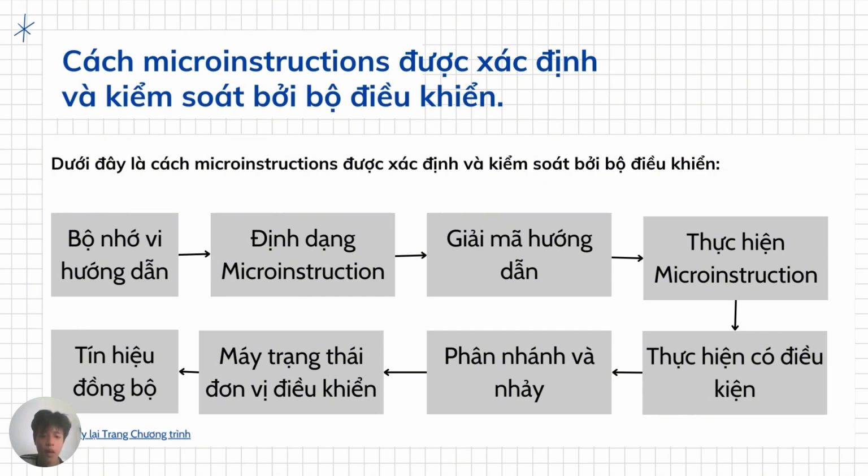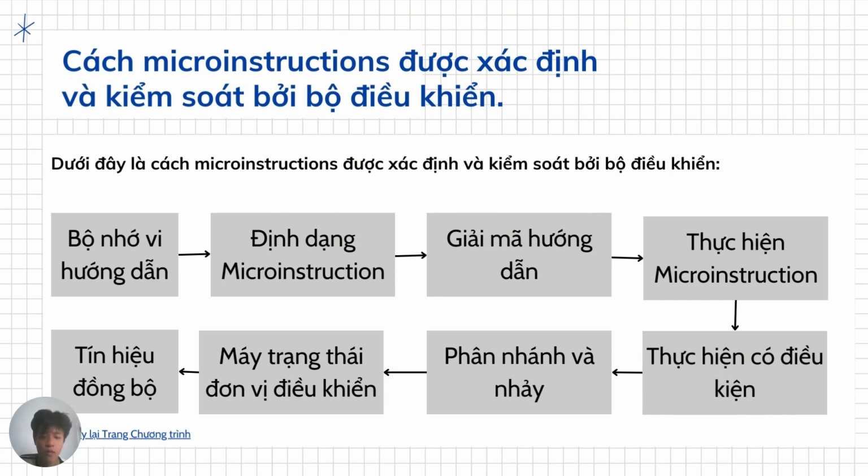Tiếp theo là thực hiện microinstruction. Bộ điều khiển sẽ tìm nạp microinstruction từ bộ nhớ microinstruction dựa trên lệnh được giải mã và đọc tín hiệu điều khiển cho phù hợp. Các tín hiệu điều khiển này kích hoạt hoặc hủy kích hoạt các thành phần cụ thể của CPU, chẳng hạn như là thanh ghi, ALU, truy cập bộ nhớ và giao diện đầu vào đầu ra. Bộ điều khiển cũng xác định trình tự trong đó các microinstruction được thực thi. Trình tự này có thể là tuyến tính hoặc là liên quan đến phân nhánh, tùy thuộc vào logic của chương trình.